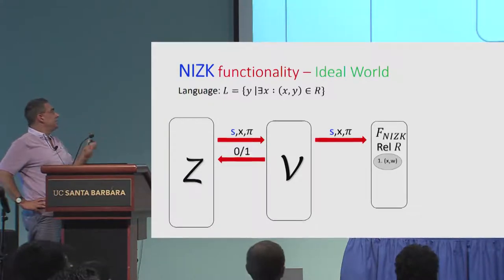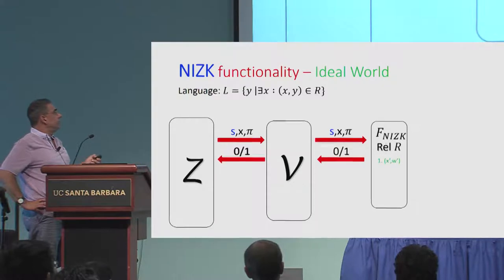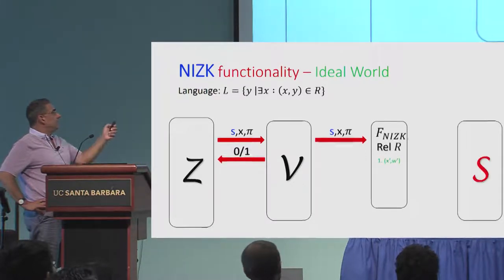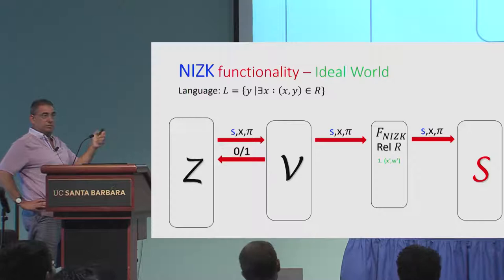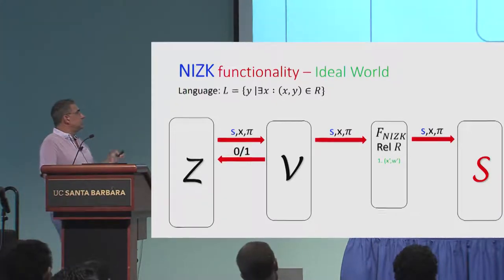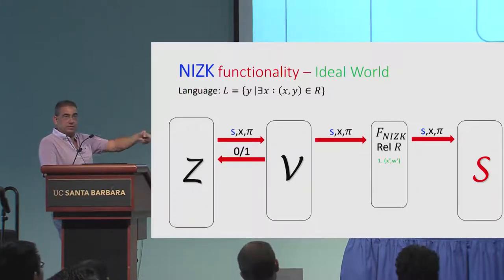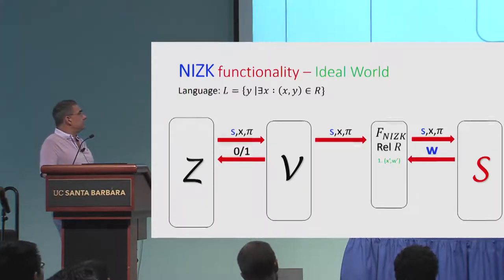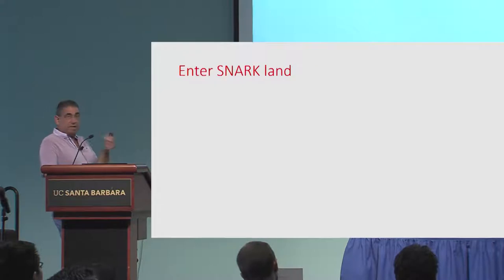If it's there, it says okay. If it's not there, it will actually go back to the simulator and give it another chance to say, maybe now you want to give it a proof. That is if the prover was dishonest, et cetera, never mind. But anyway, the functionality doesn't say yes unless it actually sees a witness and verifies the witness works. So again, we get perfect soundness and perfect zero knowledge. And now we have a proof string.